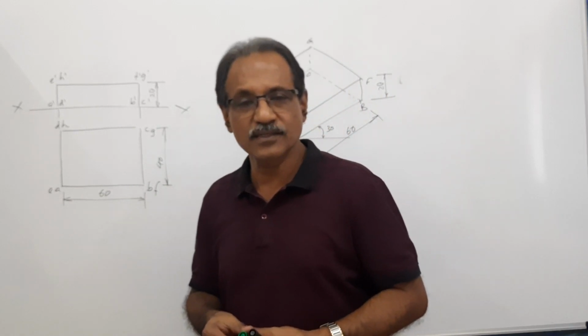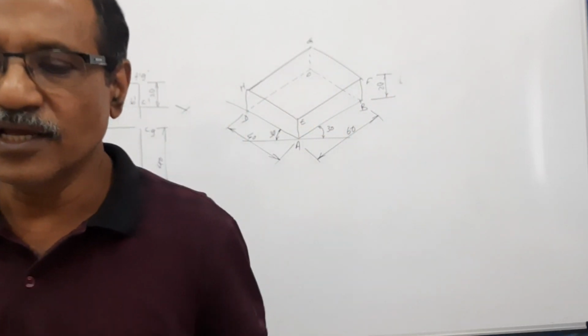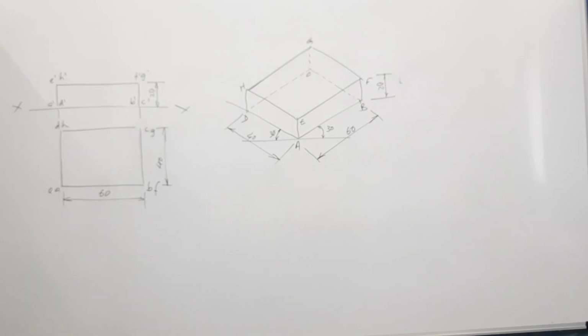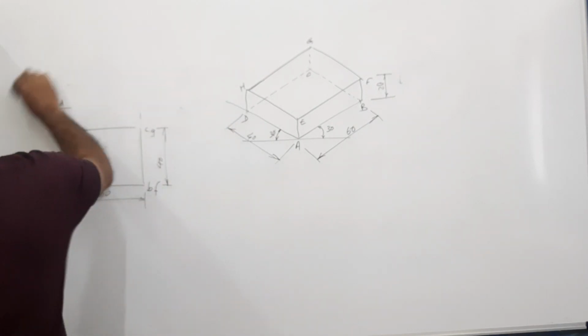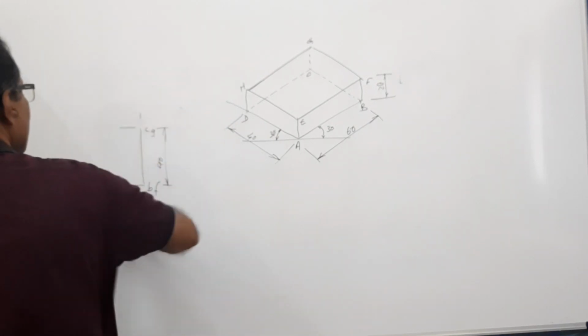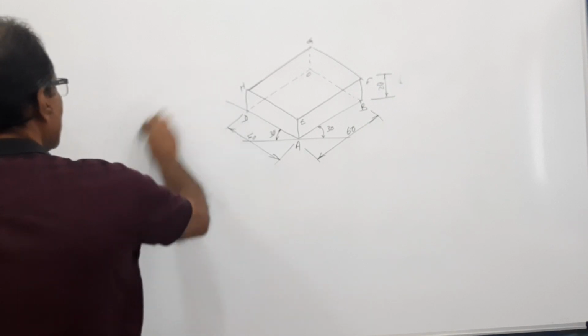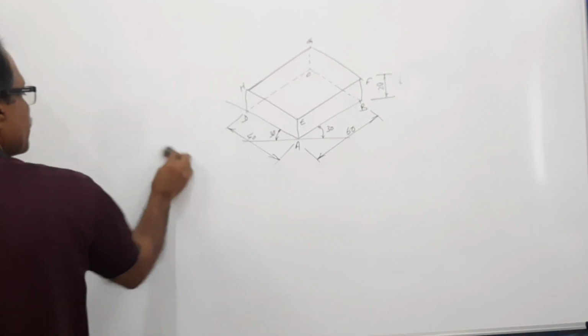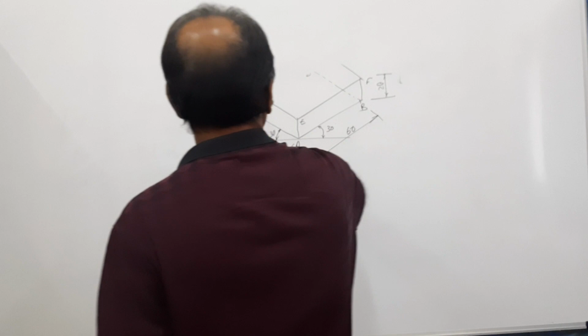I hope you understand. Okay, in the next question, we will draw isometric view of a hexagonal prism. Let us consider a hexagonal prism, say 25 mm side, 60 mm axis, standing on its base on HP.